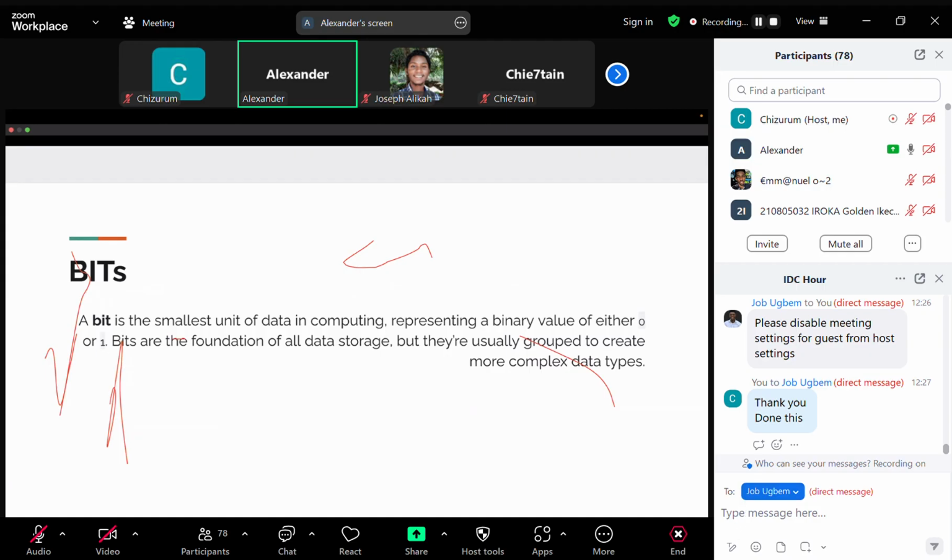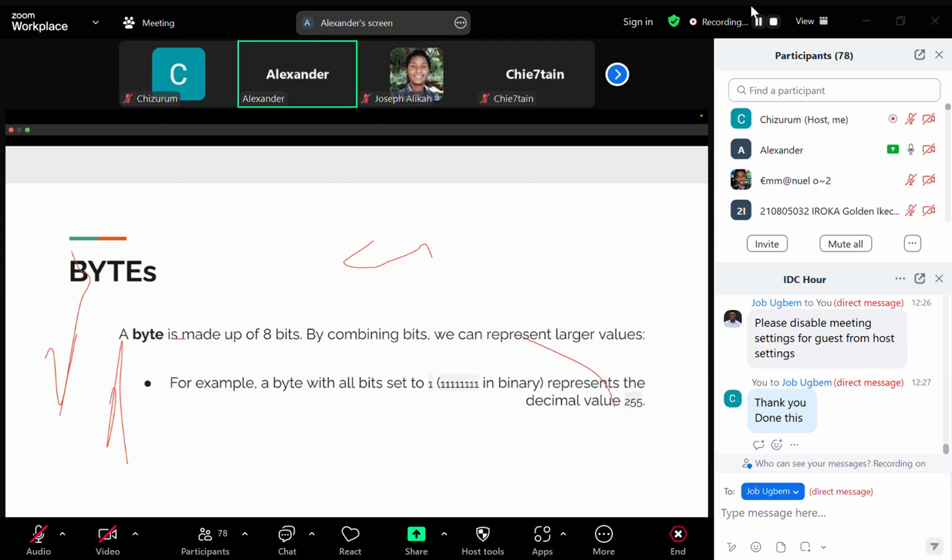A byte is made up of 8 bits. By combining bits, we can represent larger values, like I said. So, for example, a byte with all bits set to 1 in binary is 11111111, 1 repeated 8 times, and that represents a decimal value of 255.